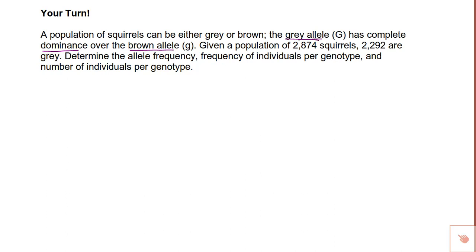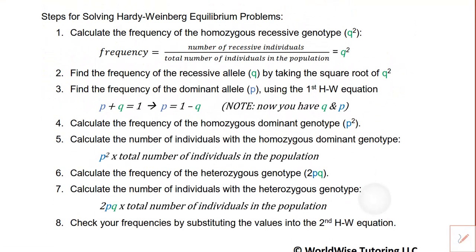We are told the total population of squirrels is 2,874, and we are told that 2,292 of them are gray, which is the dominant phenotype. We need to determine several things. We need to determine the allele frequency, the frequency of individuals for each genotype, as well as the number of individuals for each genotype. Let's take a look at the steps up above.